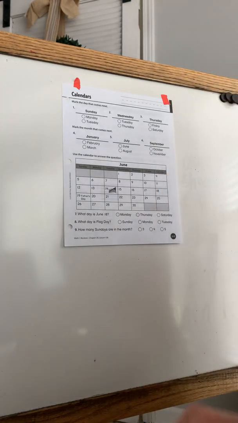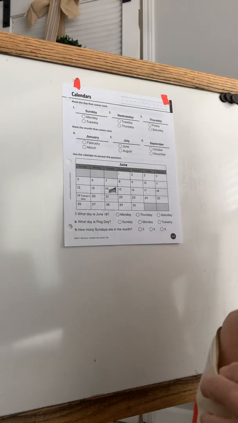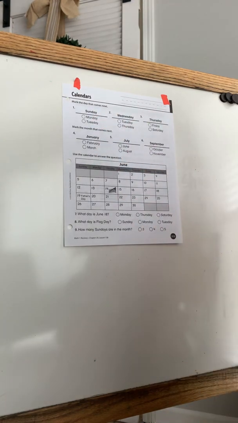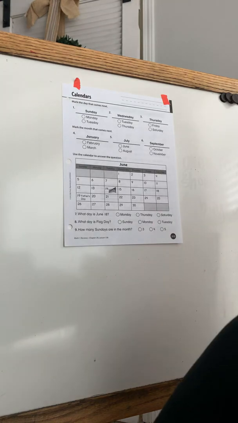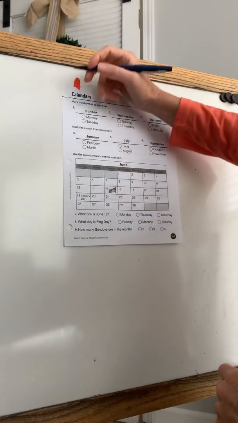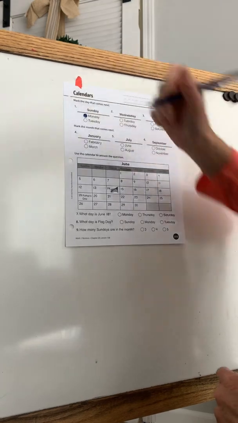Okay, so the first thing it's asking me to do with the calendar is to mark the day that comes next. So I've got to look at the calendar and mark the day that comes next, okay? They're giving me Sunday. What day comes next? Well, I could say my days. Sunday, Monday. Monday comes next. So I'm going to bubble in Monday.